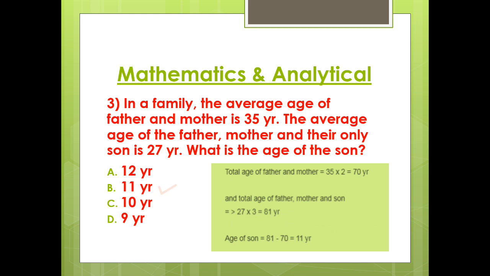Now, total age of father, mother and son. We are talking about 3 people here. So they gave you an average of 27 years in the question. So 27 multiplied by 3 is equal to 81 years. So from 81 just subtract out 70 and you will get 11 years, which is the age of the son.